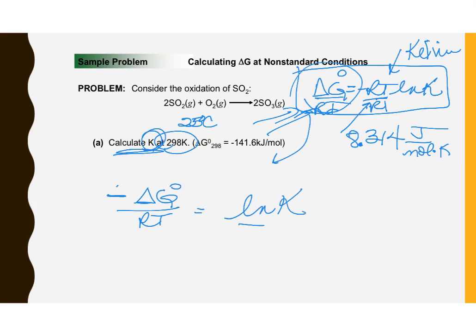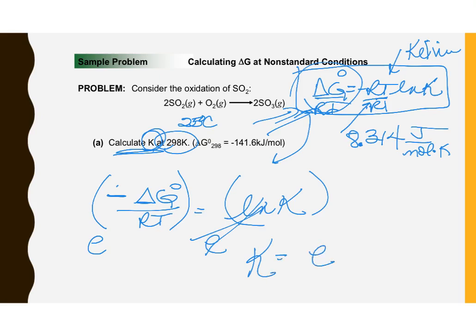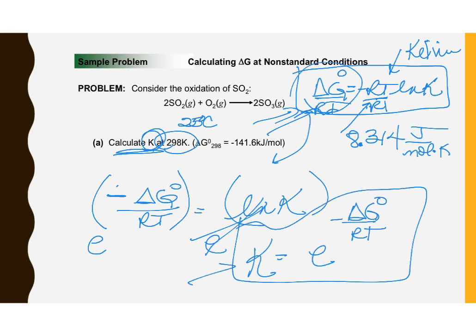Now, do you remember how to get rid of natural log? You use the factor of e. So both sides now become an exponent for e. And when you have e and natural log together, they disappear. So what I end up with now is that equilibrium constant equals e raised to the minus delta G over RT. So if a problem asks you to solve for equilibrium constant, this is the form of that equation you want to use.